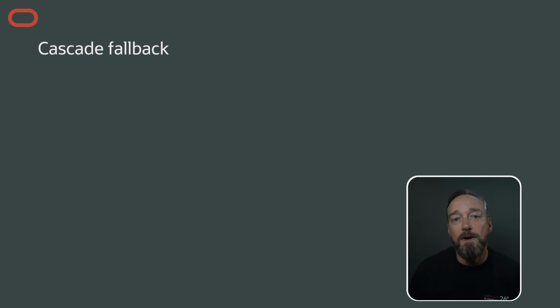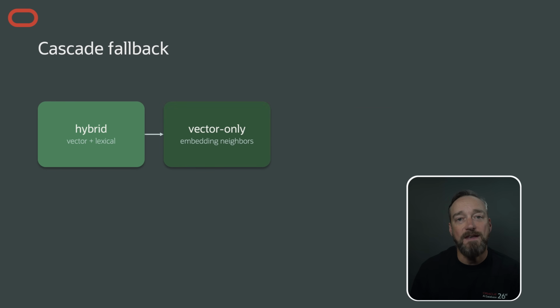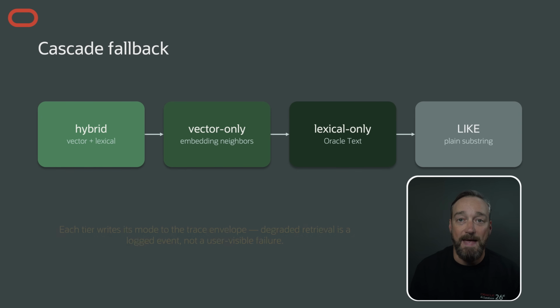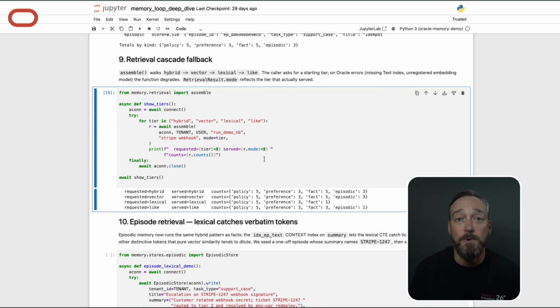And it also degrades gracefully. In production, things break. The embedder goes offline, the text index is rebuilding, whatever happens. So the retrieval cascades. Hybrid first, then vector only, then lexical only, then a plain substring match. Each tier writes its mode into the trace, so a degraded read shows up as a logged event instead of a failure the user actually sees. Section 9 in the notebook shows that cascade firing.